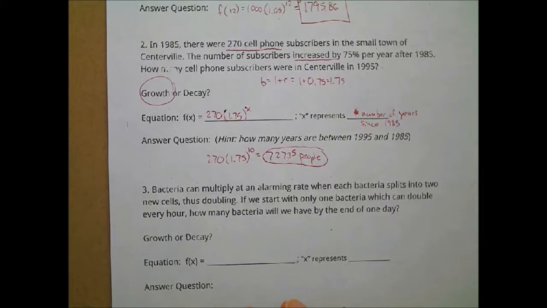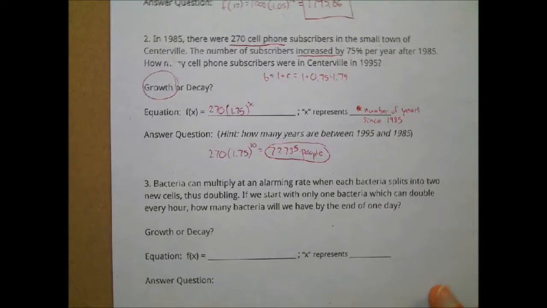Error? 1.75, yes. Yes, we will always be taking that percent, and will either be adding the percent to 1 or subtracting the percent from 1, depending on whether they're doing a growth or decay. Okay? Okay. This next one, let's try this next one here.